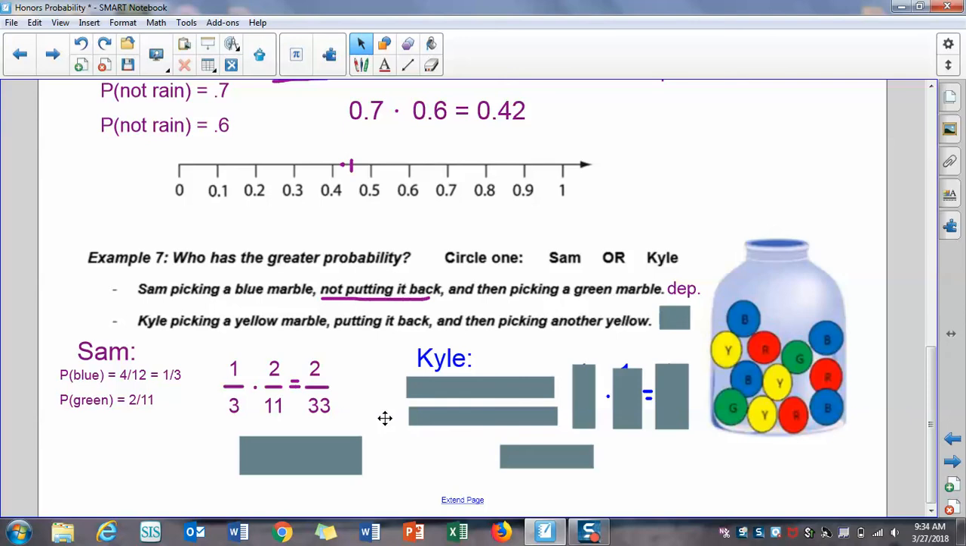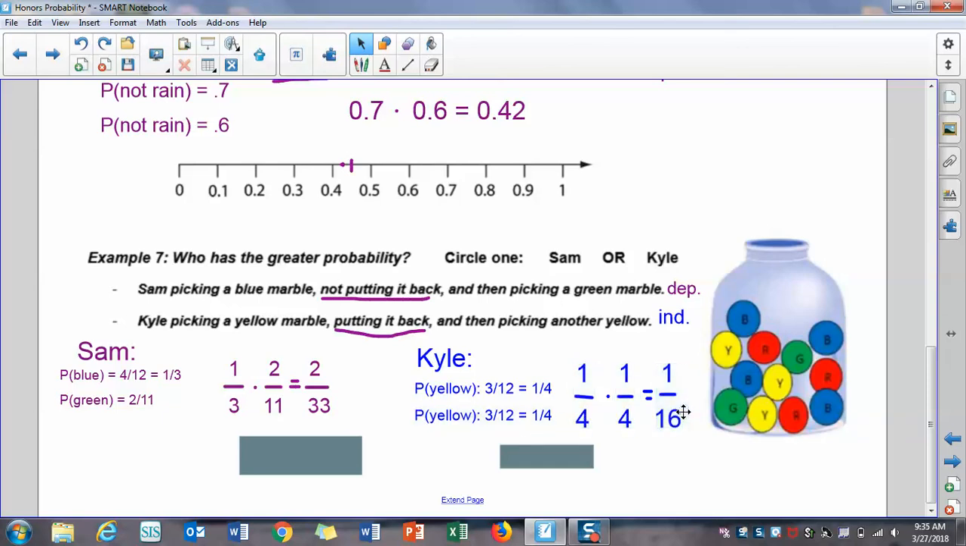Now let's look at Kyle's situation. Kyle is picking a yellow marble, putting it back, and then picking another yellow. So the key word here is putting it back. If Kyle's putting this marble back, that means these two events are independent of each other, because the total number of marbles, the 12, is not changing every time you do the events. So the probability of picking the first yellow is going to be 3/12 or 1/4. The probability of picking another yellow when you replace the yellows is also going to be 1/4. So you have 1/4 times 1/4, which is 1/16.